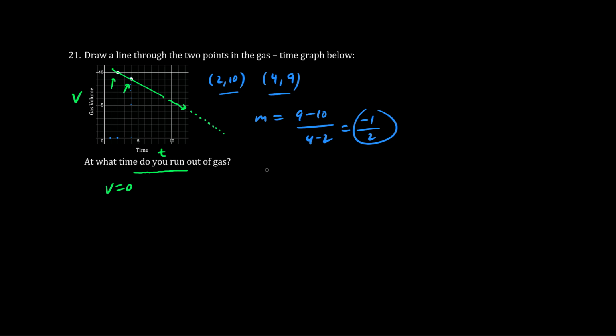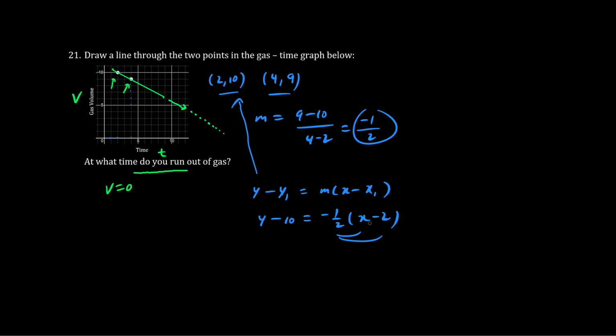So now let's find the equation. Let's just use any point. We'll just use this point here. We'll say y minus y1 is equal to the slope times (x minus x1). And of course we can use v or we can use t's instead of the x's. But let's just finish this off here. y minus 10 is equal to the slope times (x minus 2).